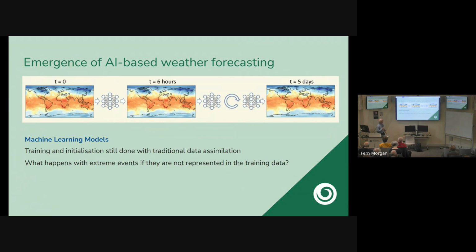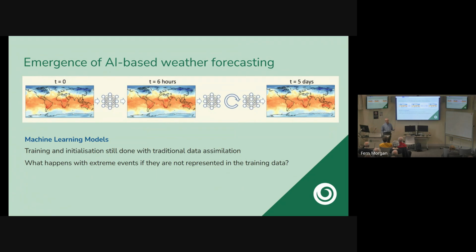Some caveats. The training and the initialization is still done with physics-based models. So they're not quite dead yet. I think it would be a very brave person who said that that problem wouldn't be overcome in a very small number of years.